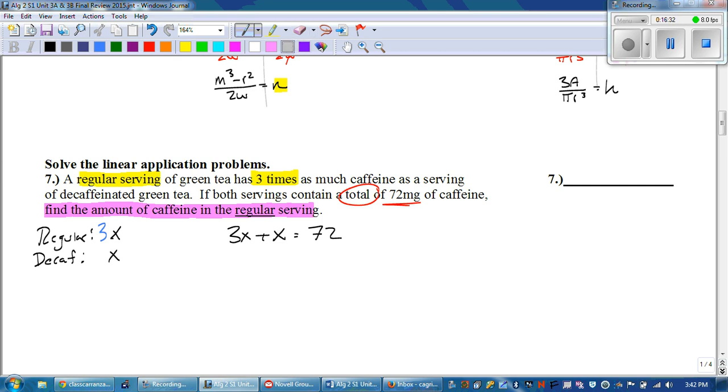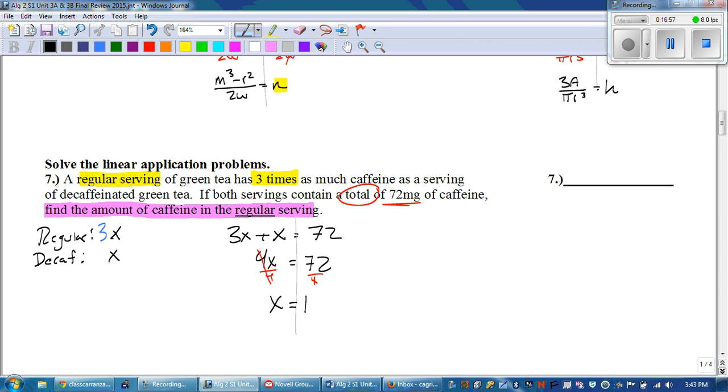Now, how do I solve that? Well, I combine like terms. 3x plus x is 4x, and that equals 72. Now, to solve for x, I'm going to divide by 4. 72 divided by 4 is what?